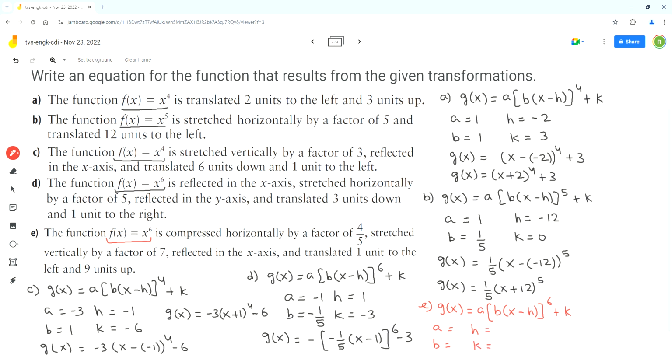The function is compressed horizontally by a factor of 4/5 and there is no reflection over the y-axis. So b value is equal to 5 over 4. There is a vertical stretch by a factor of 7 and reflection in the x-axis. So a is equal to -7. There is a horizontal translation 1 unit to the left. So h is equal to -1. And there is a vertical translation 9 units up. So k is equal to +9.